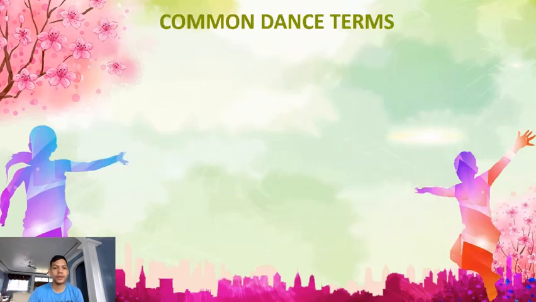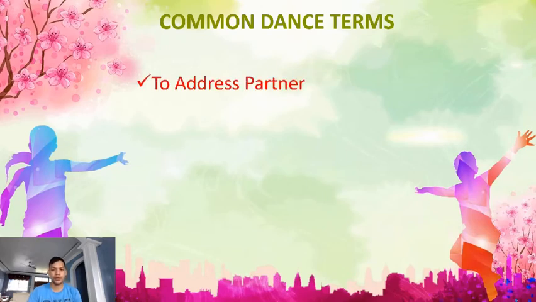Now we will discuss the common dance terms in ballroom and social dances. First, to address partner. To address partner is to bow to partner. Facing partners, boys bow by bending slightly from the waist as girls do a curtsy. Curtsy is to bend the knees and body slightly with a bow of the head. The weight of the body is on one foot, and one foot crosses the other in the rear.